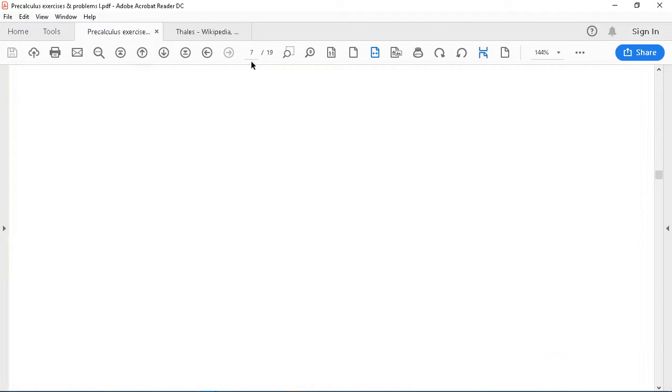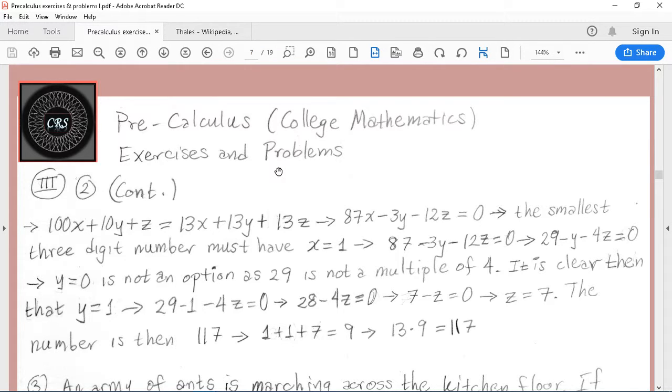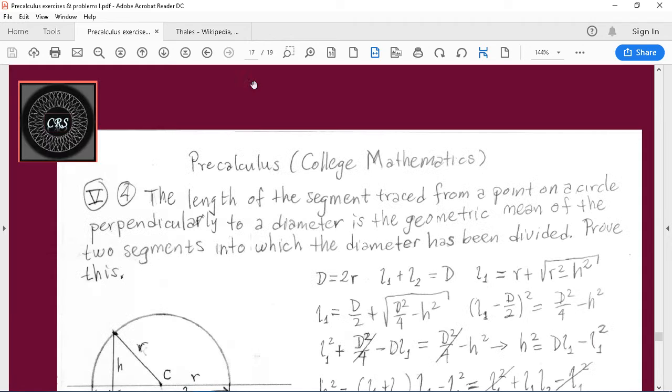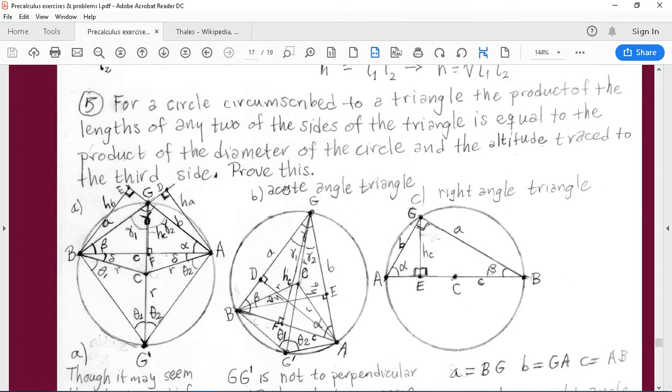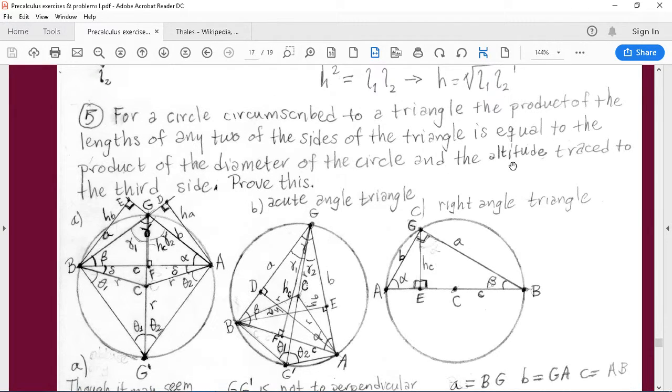This video is going to finish up the geometry problem we've been working on for the last videos. For a circle circumscribed to a triangle, the product of the lengths of any two of the sides of the triangle is equal to the product of the diameter of the circle and the altitude traced to the third side.